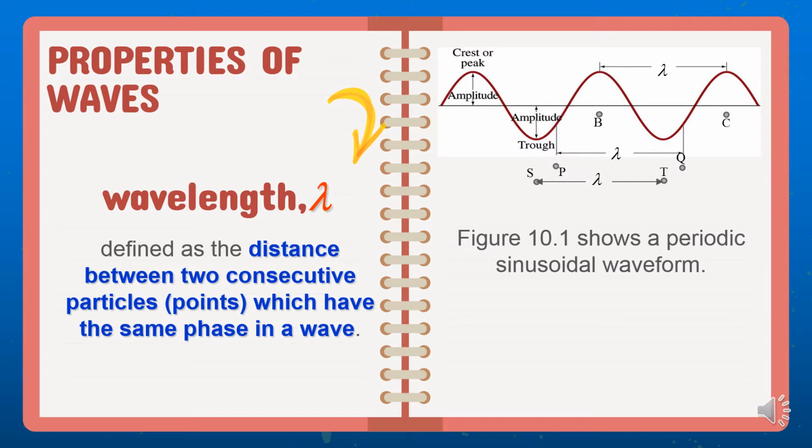Wavelength is defined as the distance between two consecutive points which have the same phase in a wave. Particle B is in phase with particle C. Particle P is in phase with particle Q. Particle S is in phase with particle T. The SI unit of wavelength is meter.